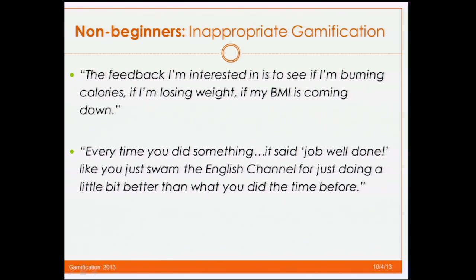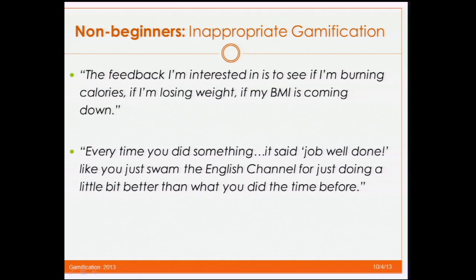They didn't want to know, on a scale, that they got 3 out of 4 stars. That wasn't really useful for them in the same way that it was while it was motivating for the beginners. The non-beginners felt like they wanted something more, right? They wanted more concrete information. They wanted something that they felt integrated with the knowledge that they had. And this was often about, what muscle groups am I working? Am I losing weight? Am I burning calories?